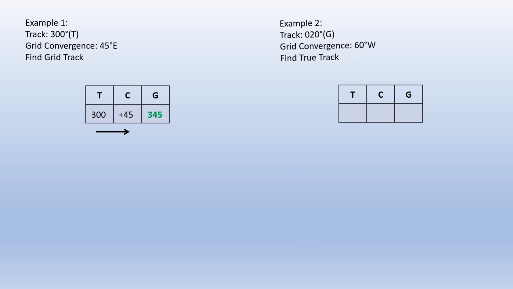Example 2. Track 000 degrees grid. Grid convergence 60 degree west. Find true track. Insert the table with the appropriate value. 60 degree west is equal to minus 60. Since we are calculating in the opposite direction against the general calculation direction, instead of true track equal to 000 minus 60, it becomes 000 plus 60. Therefore, true track is 060 degrees.